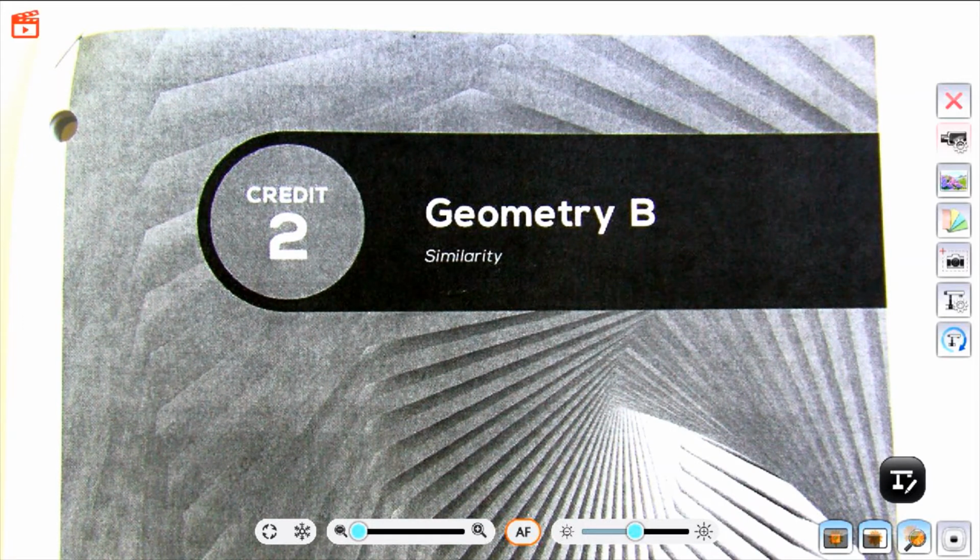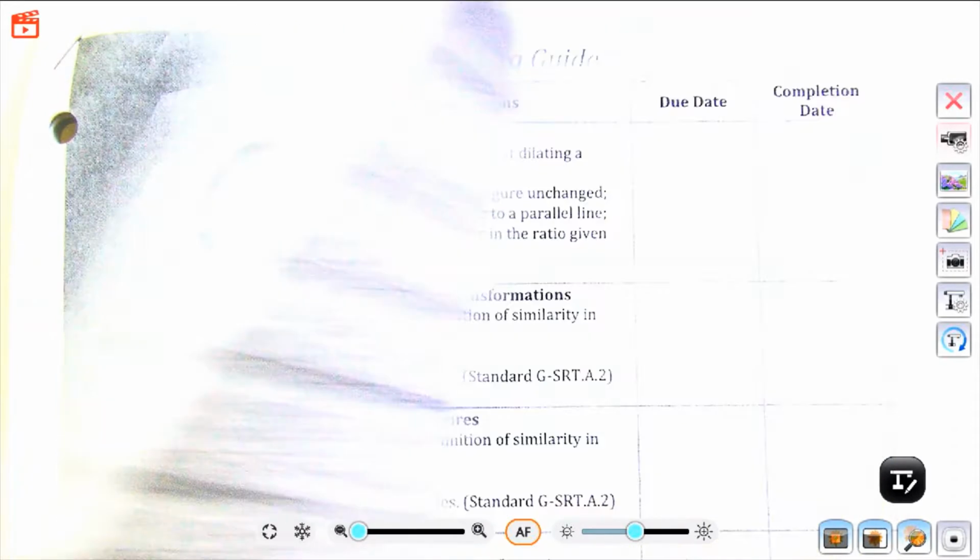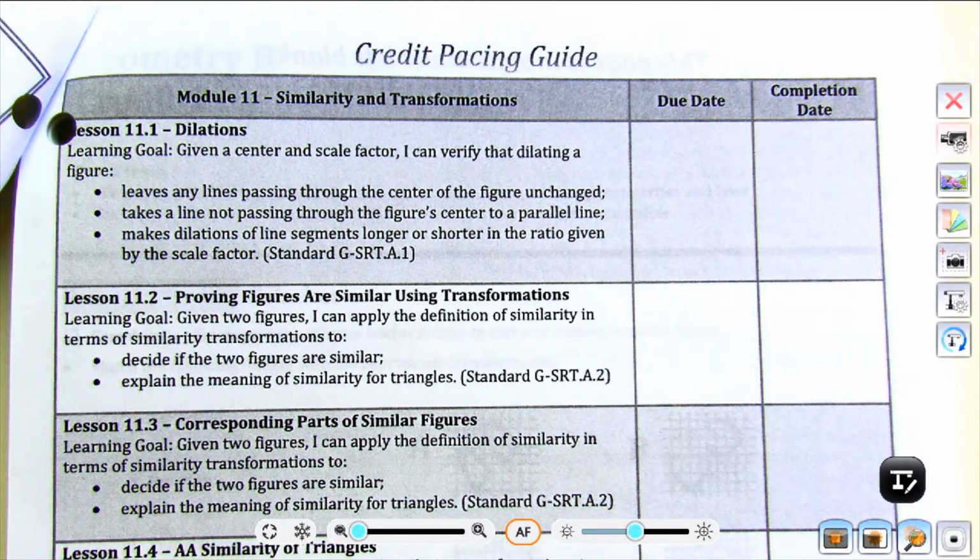Hello class, today we're going to be starting credit 2 of Geometry B. Credit 2 talks about similarities, so we're going to look at the properties of all the similarities. The first lesson that we're going to cover in this video is lesson 11.1, which talks about dilations. The learning goal for this lesson is: if we're given a center and scale factor, can we verify that a figure has been dilated?